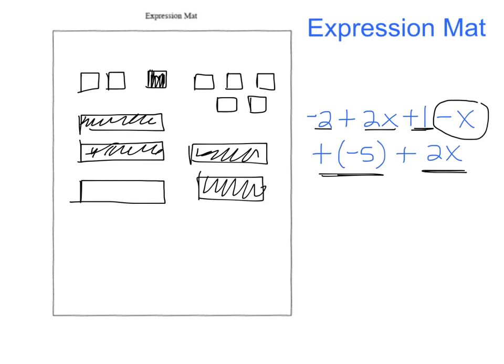Is there any 0 pairs we can make? Well, I see one right here. A positive 1 and a negative 1. My positive and my negative, they make 0. Cancel out. How about this positive x and the negative x? Those are going to cancel each other out. So let's see what I'm left with.